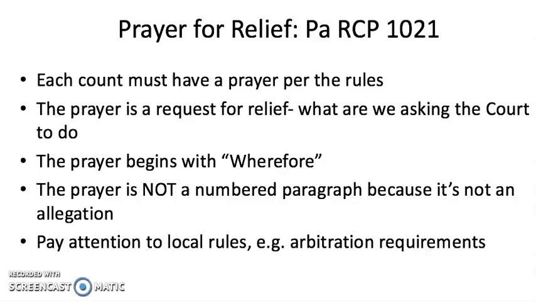Again, as I already mentioned, the prayer always begins with the word wherefore. Rule 1021 states that each count must have a prayer. So after count 1, you'd have a prayer. After count 2, you'd have a prayer. That's how we're going to do it for assignment purposes. You do sometimes see it in practice where there's just one prayer at the end of the document, but we're going to follow the rules for our assignments.